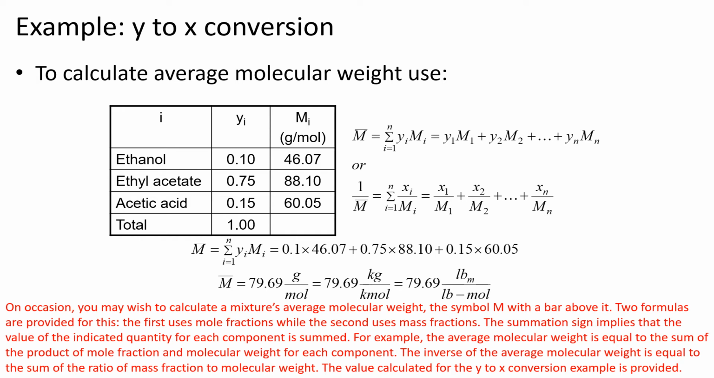For example, the average molecular weight is equal to the sum of the product of mole fraction and molecular weight for each component. The inverse of the average molecular weight is equal to the sum of the ratio of mass fraction to molecular weight. The value calculated for the Y to X conversion example is provided.